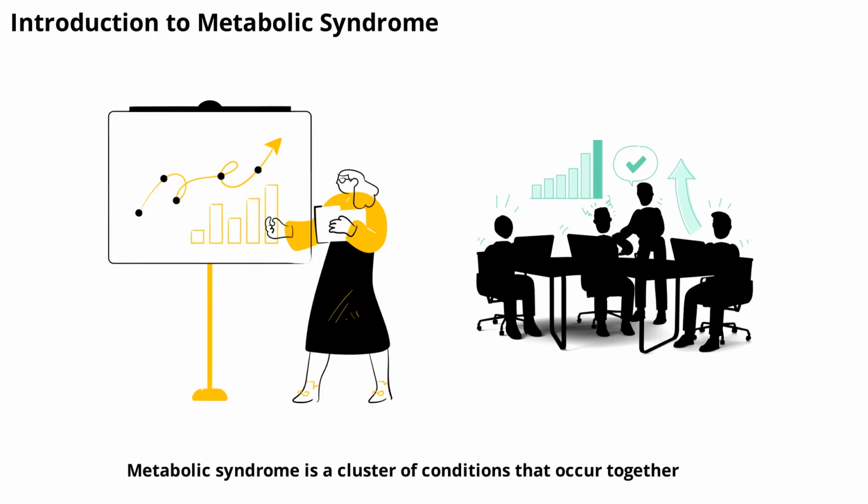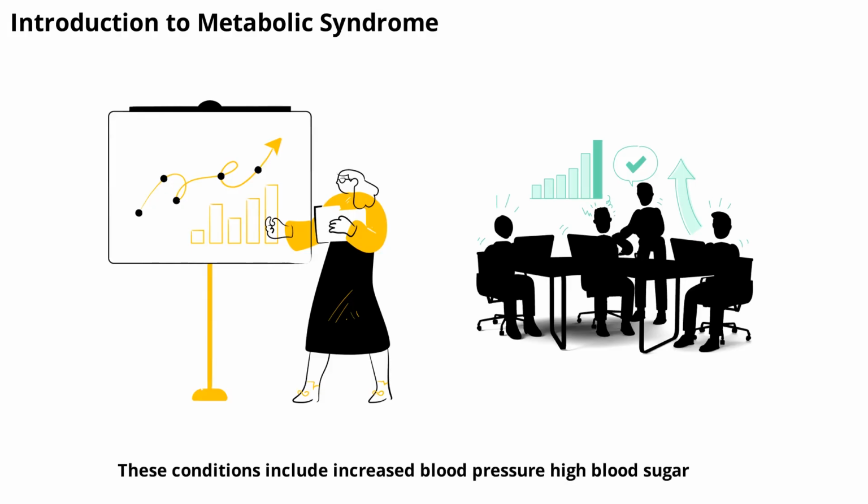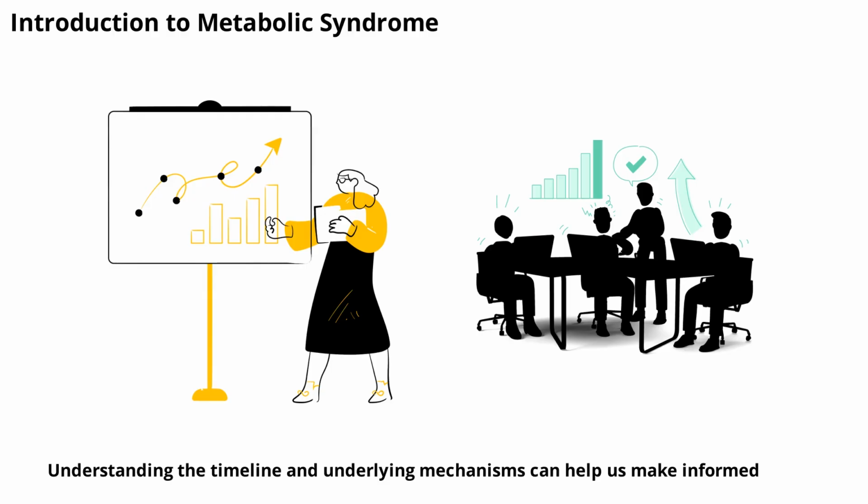Metabolic syndrome is a cluster of conditions that occur together, increasing your risk of heart disease, stroke, and type 2 diabetes. These conditions include increased blood pressure, high blood sugar, excess body fat around the waist, and abnormal cholesterol or triglyceride levels. In this video, we'll explore how metabolic syndrome develops over time, what factors contribute to its progression, and why early intervention is crucial.